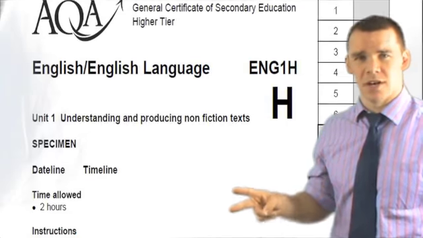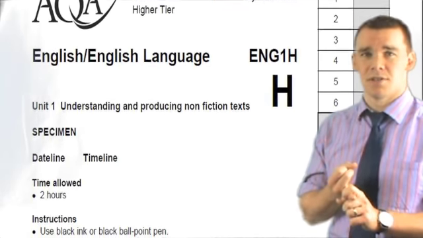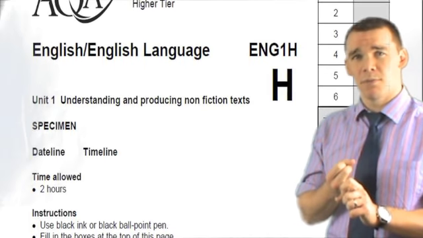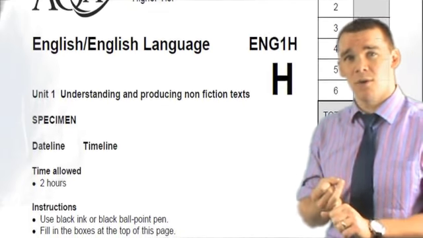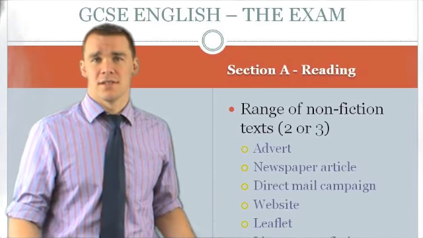It's divided into 2 sections. Section A is a reading section, and Section B is the writing section. The exam would advise that you spend an equal amount of time on each section. So that's 1 hour on the reading section and 1 hour on the writing section. So let's start by looking at the reading section.